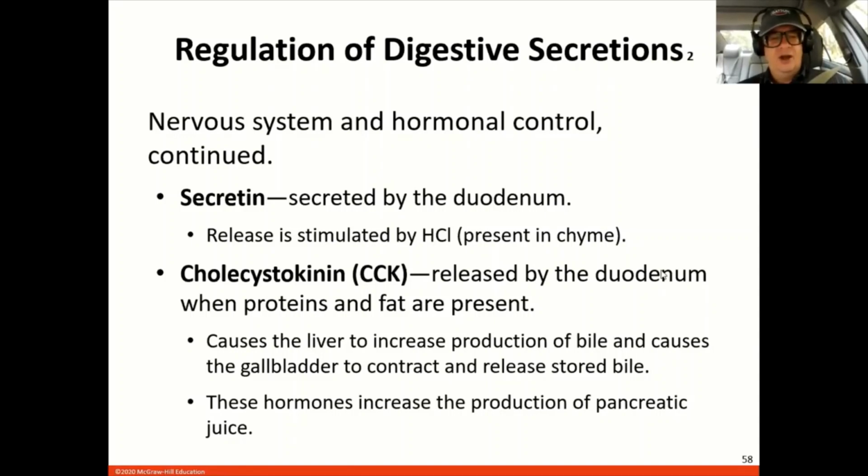Cholecystokinin, CCK, also released by the duodenum, but only whenever there's protein and fat. That makes the liver make more bile, and that bile is going to be stored in the gallbladder. It'll make the gallbladder contract and release bile. And both of these are also going to increase production of pancreatic juice, which makes sense. Like I said, you have the stomach full of food trying to warn the intestines bad things are coming, the acidity, and warn the pancreas that it needs to defend the duodenum.